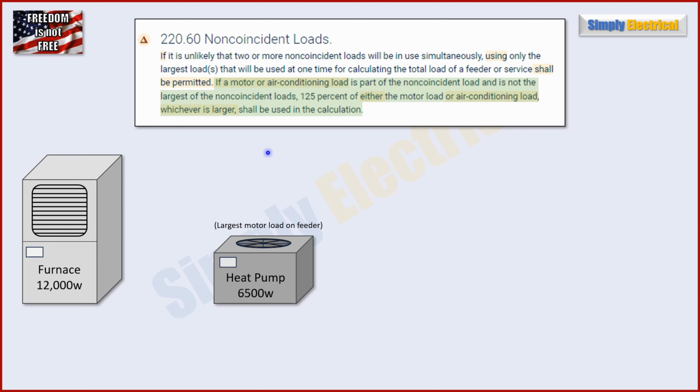So it says, if a motor or air conditioning load is part of the non-coincident load, which is what we have, an air conditioning load here, and it's part of the non-coincident load with the furnace, and it is not the largest of the non-coincident loads, which is true, it's the smaller of these two non-coincident loads, then 125% of either the motor load or air conditioning load, whichever is larger, shall be used in the calculation.